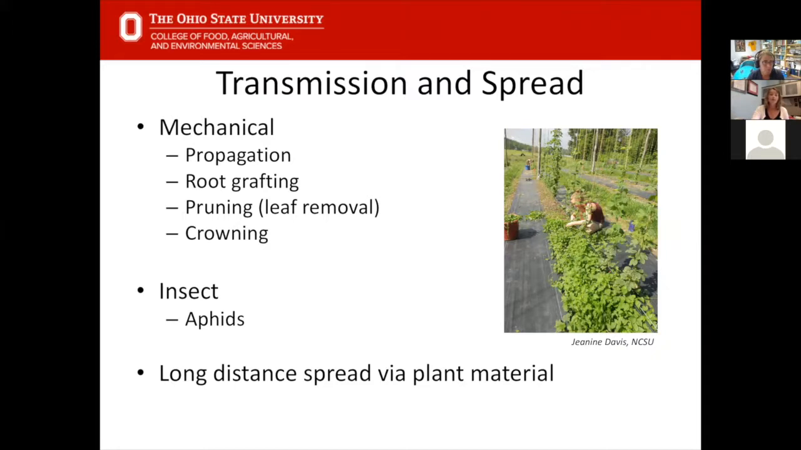And the transmission is non-persistent. So what that means is that the aphid will probe the plant for feeding, the virus sticks to the stylet of the aphid, and then the aphid moves to the next spot, probes it, and transmits it. So it's very rapid. And this is the reason why we don't really target the insect when we're looking at management, because the transmission is so rapid that it's already transmitted the disease before you even have a chance to get the insecticide on or to have the insecticide work.